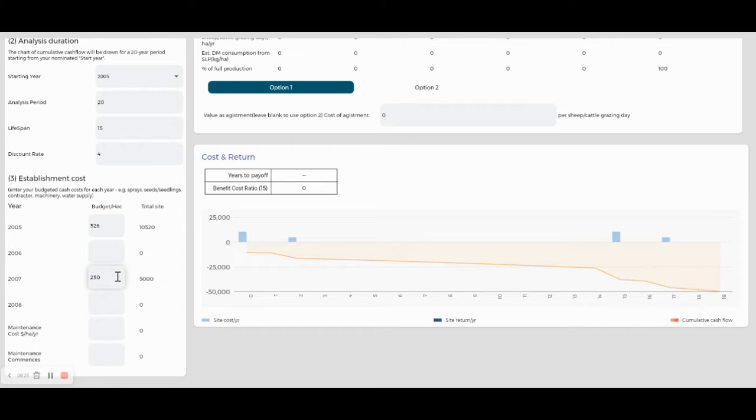And within this tool, you can check some of that trade-off between costs and return, although the tool itself is not really set up to make that an easy comparison, but you can do it if you enter different costs and different productivity.